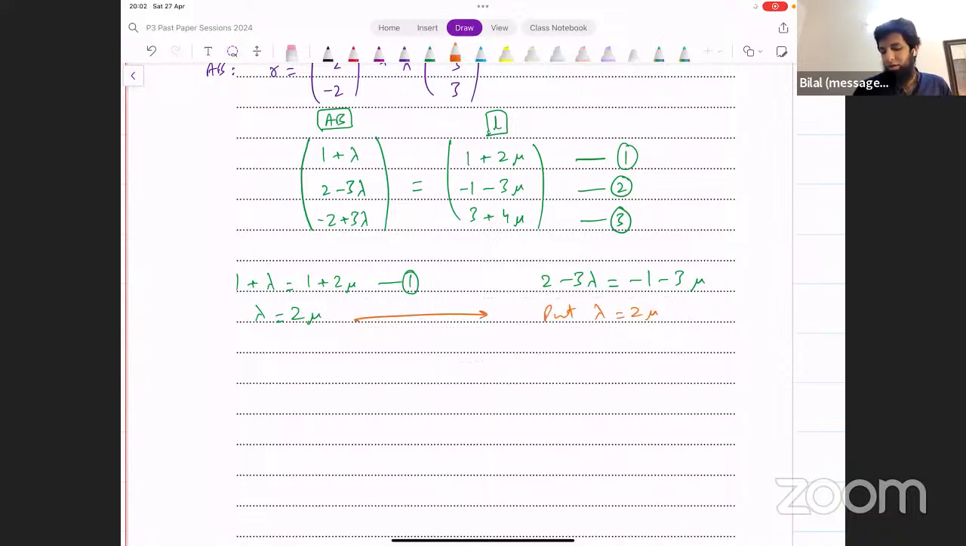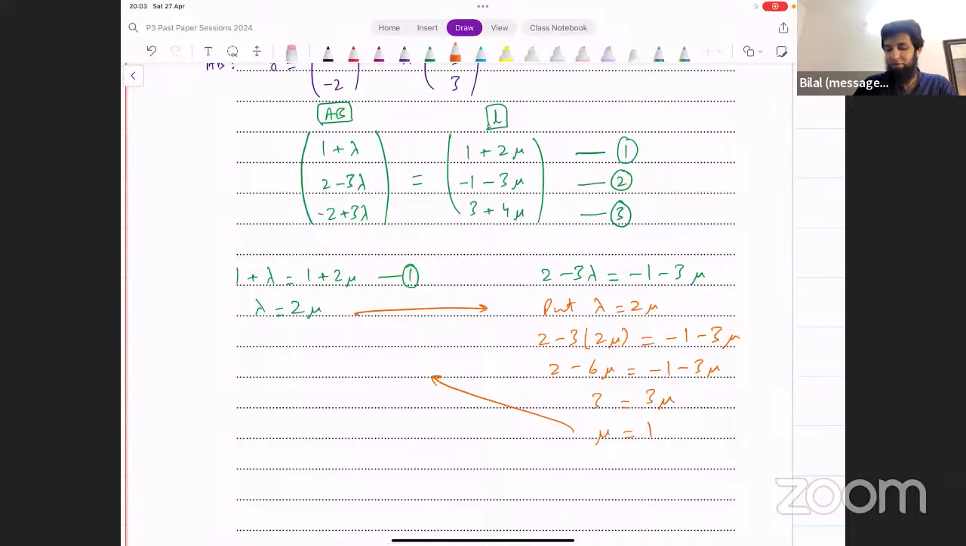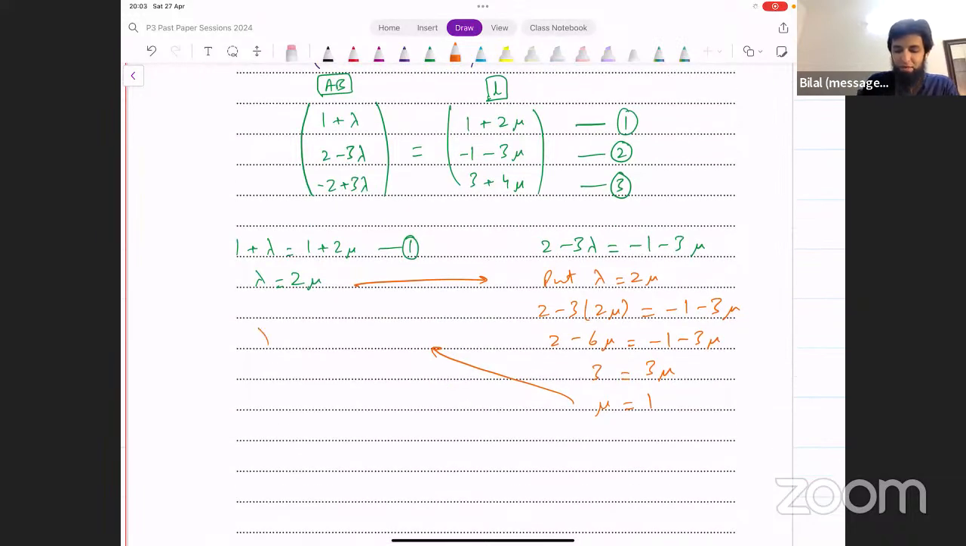What do we get from that? 2 minus 3 into 2 times mu equals minus 1 minus 3 mu. Let's solve this and see what that gives us. 2 minus 6 mu equals minus 1 minus 3 mu. And we get 3 mu equal to 3 and mu equals 1. That is the value of mu that I'm getting. Now let's put this value of mu in the first equation, and that will give us lambda equal to 2 into 1. And the value of lambda turns out to be 2. So from the first and second equation, we are getting lambda equal to 2 and mu equal to 1.